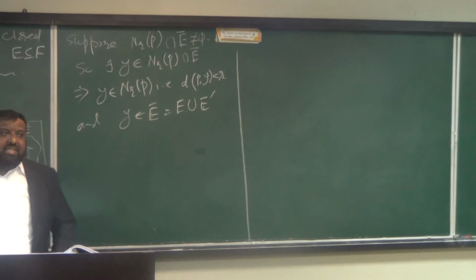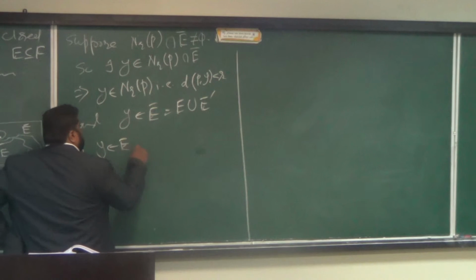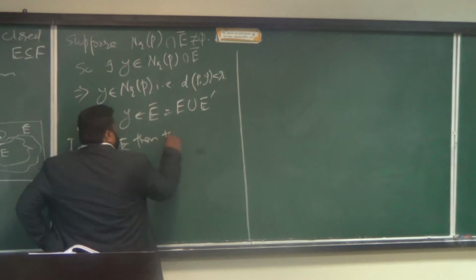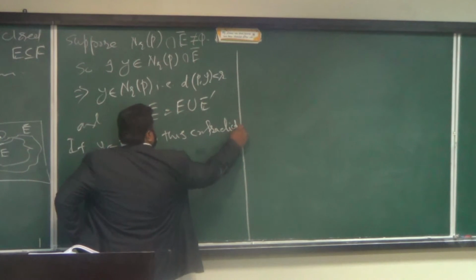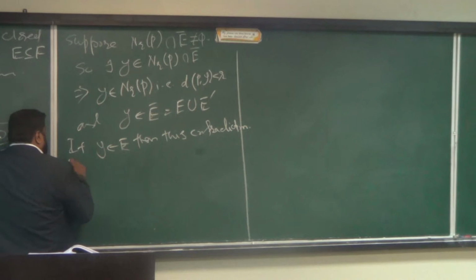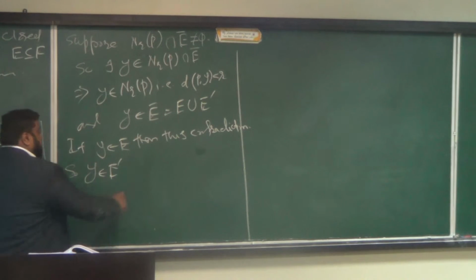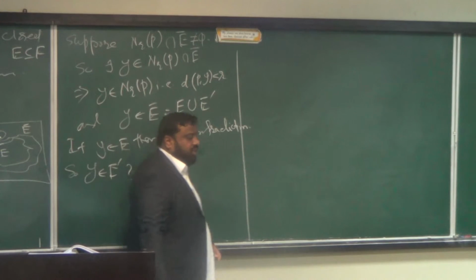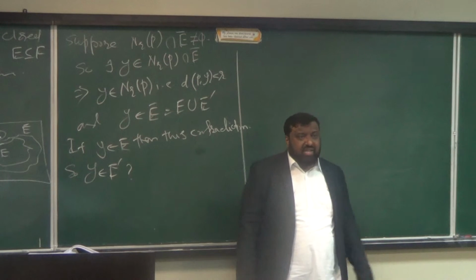So let's think about that. If Y is in E, then this is a contradiction. That's a contradiction. I'm not writing what it contradicts, but you can see that it's a contradiction to this fact. So Y can be in E prime, or it can be a limit point. So why is this also a contradictory thing? Why do you think that?